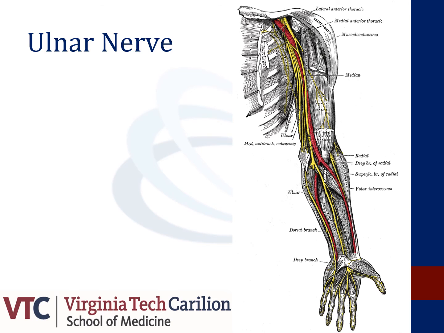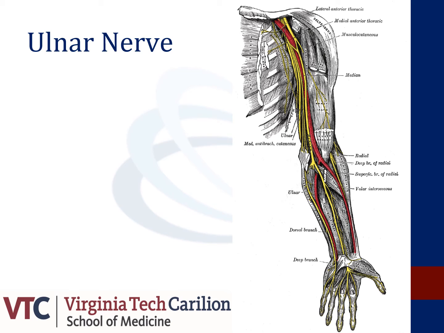We will now discuss uncommon compressive neuropathies associated with the ulnar nerve. The ulnar nerve is composed of contributions from the C8 and T1 nerve roots. It arises from the medial cord of the brachial plexus. It travels in the upper arm posterior to the medial intermuscular septum and anterior to the medial head of the triceps. It then transects the intermuscular septum approximately 10 centimeters proximal to the medial epicondyle.